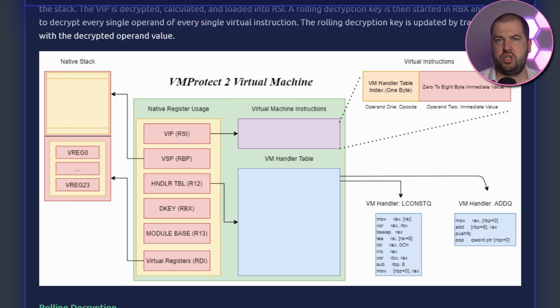The VMP2 virtual machine is quite simple. It has a virtual instruction pointer, which is always the native register RSI. It has a virtual stack pointer, which is always the native register RBP. And it has some virtual registers, which are always an offset from the native register RDI.